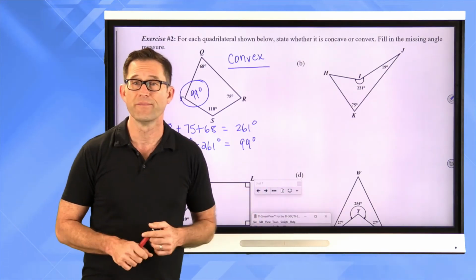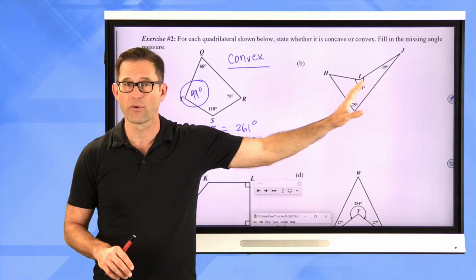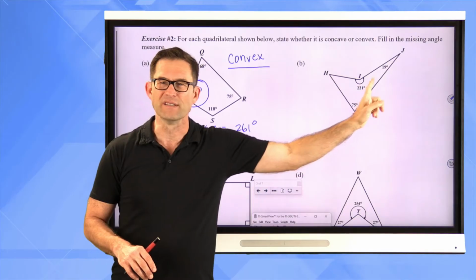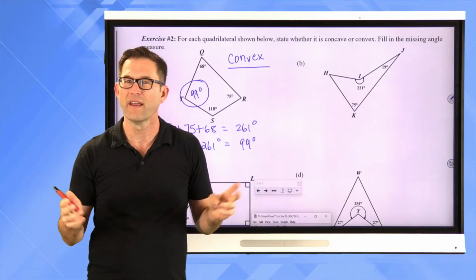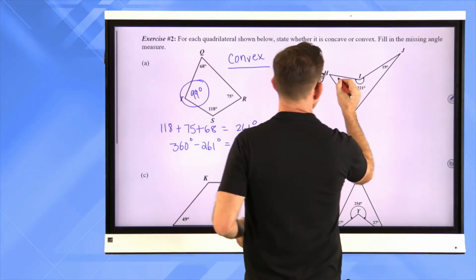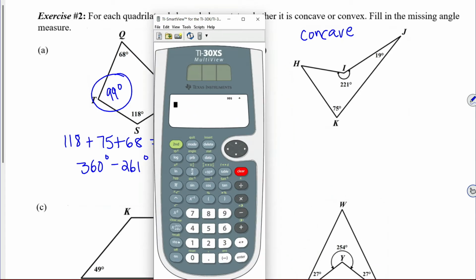Let's take a look at letter B. All right, in letter B, we've got now a concave quadrilateral, okay? And you can really see it, right? You've got these 2 sides that are kind of bent inward. And likewise, you could do that test: if I put a point here and I put a point here and I connected the 2 with a line segment, that line segment would extend outside of the quadrilateral. So this is now a concave quadrilateral. And I want to figure out what the missing angle is.